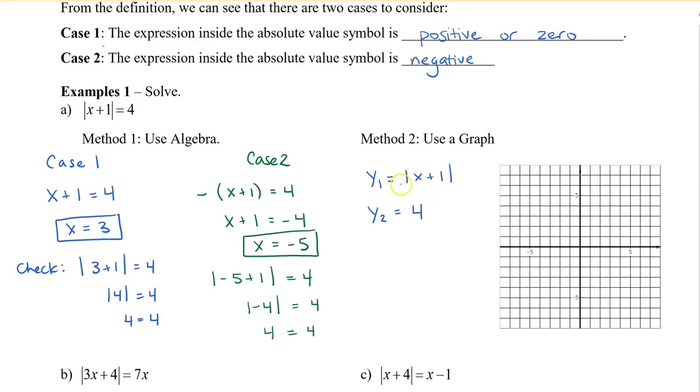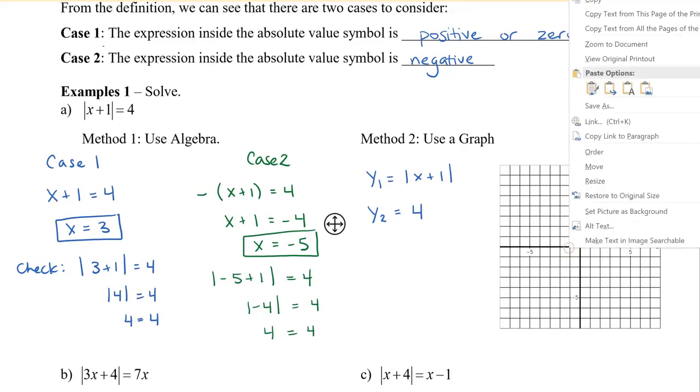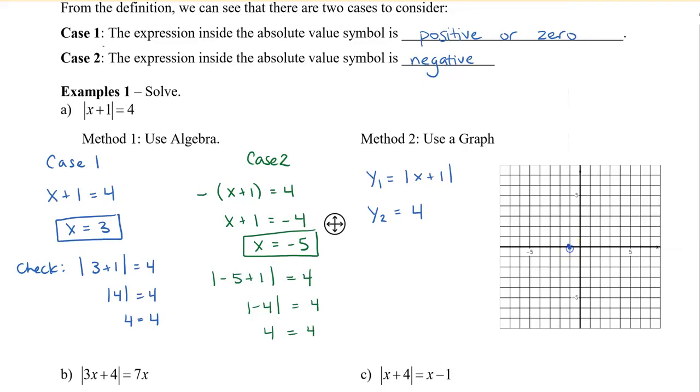So the first one is the absolute value of x plus 1. So this has a vertex of -1. And when x is -1, we get 0. Okay, so we plot this. And then we know that the slope is 1, so we're going to get a whole bunch of points in this direction.